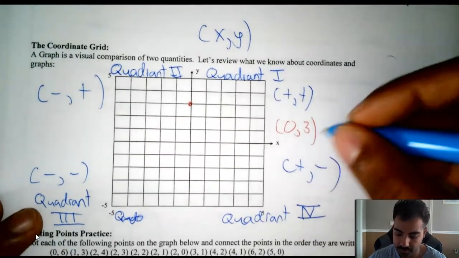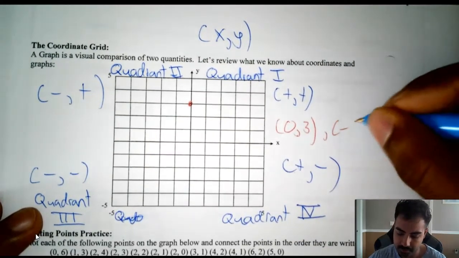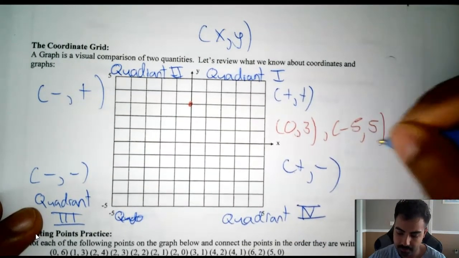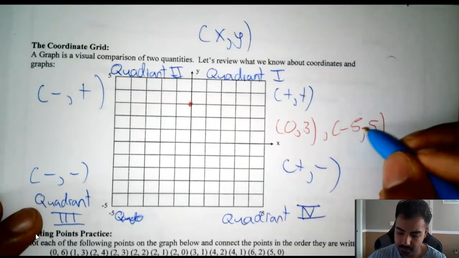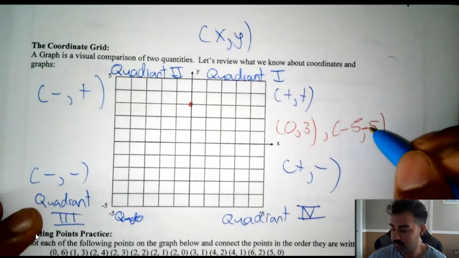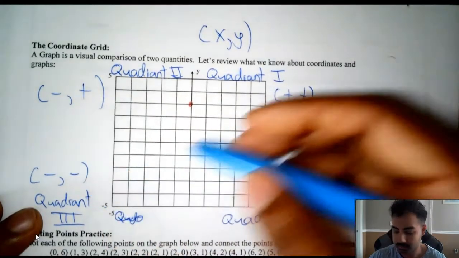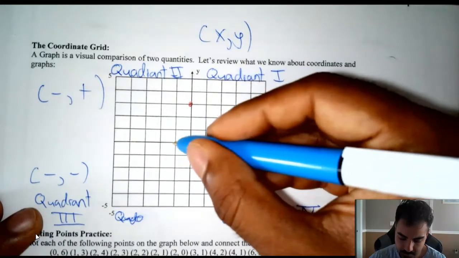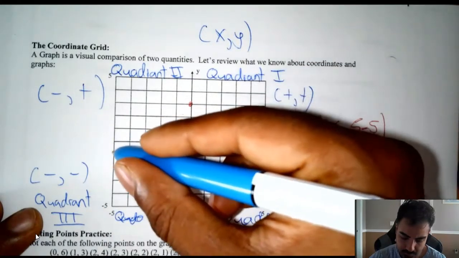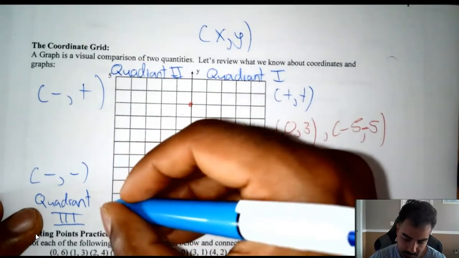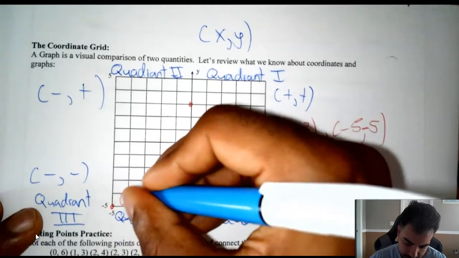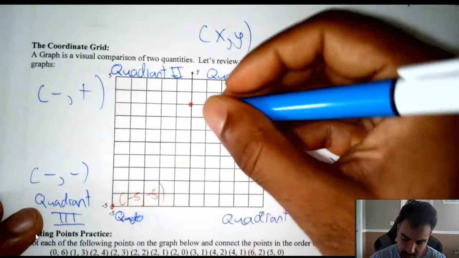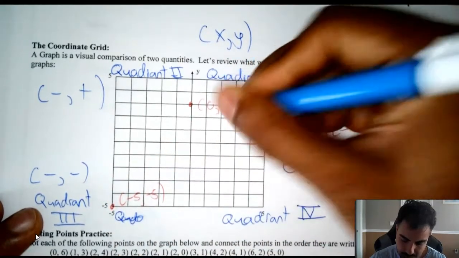Or if you have a point, let's do another one, (-5, -5). And already I know that both numbers are negative, so it's going to be in the bottom left somewhere, right? So -5: 1, 2, 3, 4, 5, and 1, 2, 3, 4, 5. So here, and you should also label your points as well, (-5, -5). And this was (0, 3).